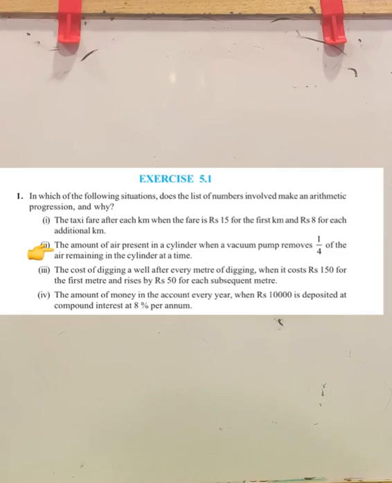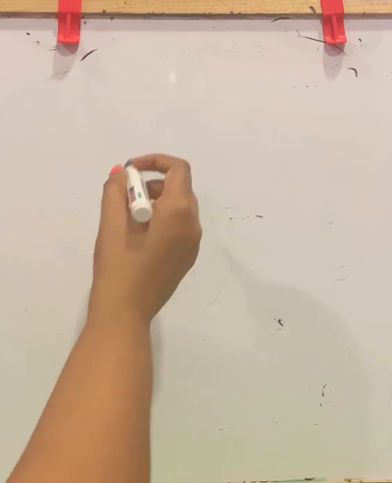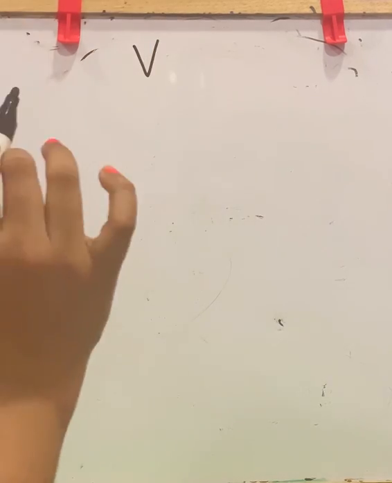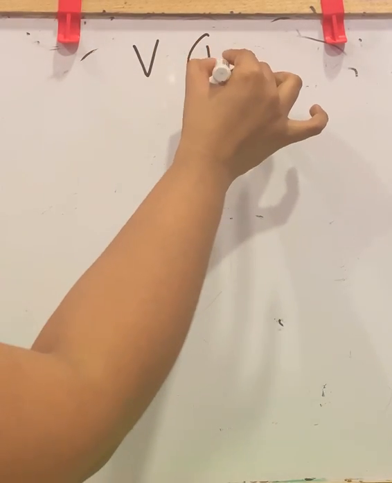Next, the amount of air present in a cylinder when a vacuum pump removes 1/4 of the air remaining in the cylinder at a time. Now, let the volume of the air in a cylinder initially be... We don't know what is the initial volume. So, let us consider it as V. Volume be V. This is initial volume.